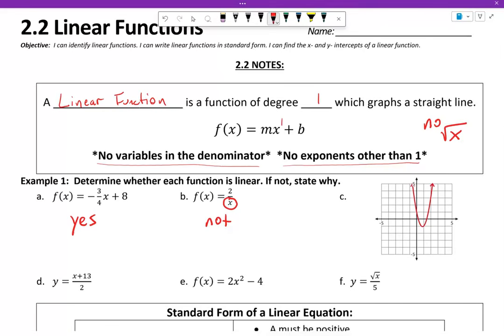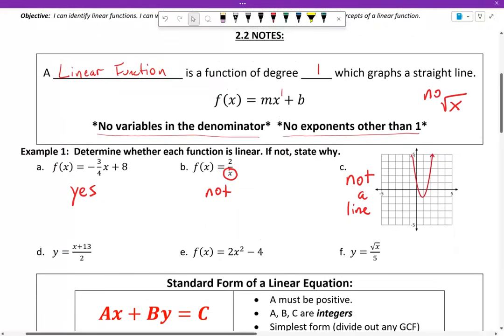Example C, we have a parabola. This is a curve on this graph. So this is obviously not a linear function because we don't have a straight line. Example D, we have x plus 13 all over 2. Now we do have a fraction here, but because x is not in the denominator, this is okay. We could split that fraction up into 1/2 x plus 13 over 2, and that'd be fine.